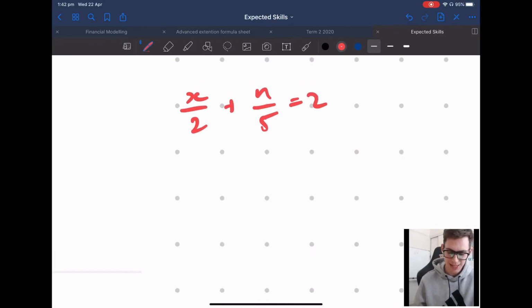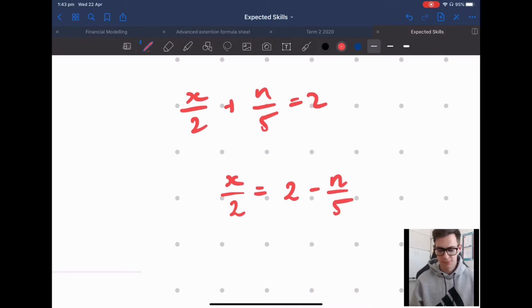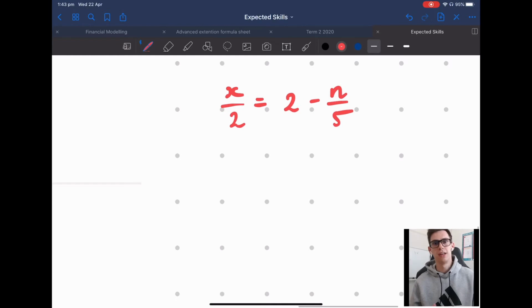So my issue here is that I've got, now you could choose whatever order you want to go in. I've got this n over 5. I'm just going to consider that like being a number, a thing that's like added on. And to get rid of an add, I'm just going to subtract that whole thing from the other side. So when I do that, I'm left with x over 2 equals 2 minus n over 5. And again, these aren't going to be satisfying. You need to get used to having really gross answers.